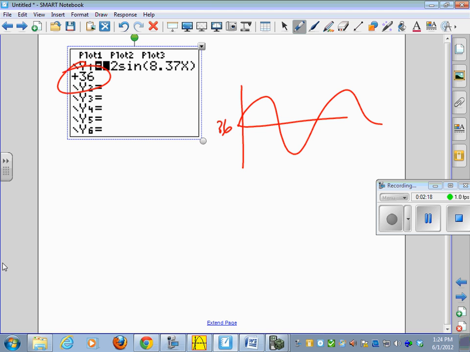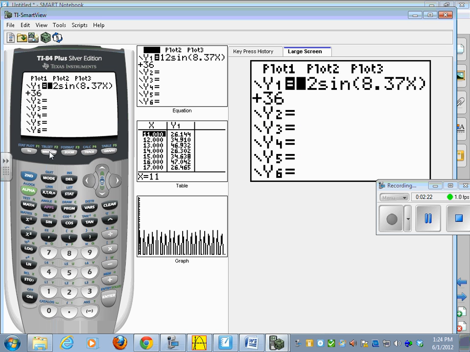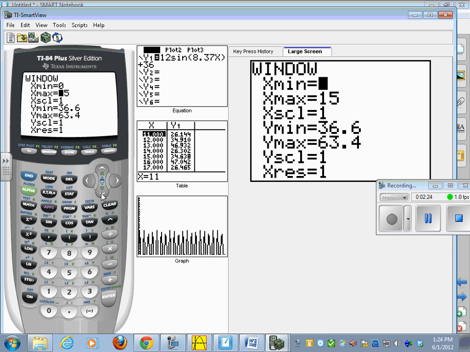Okay, so let's go back and change our window, let's go to our y. Now the minimum here is 36 and the max is 63. So I got to go below 36 and above 36, right? How about we try, I don't know, 30 and 40. How does that sound? Okay, 30 and 40, just to start.